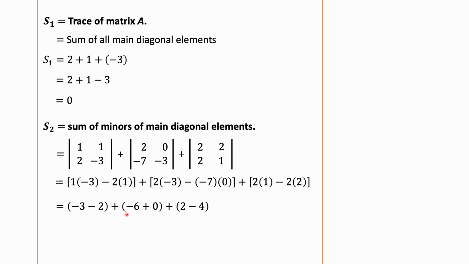Let me simplify it. It is equal to minus 3 minus 2 plus negative 6 plus 0 plus 2 minus 4. Okay, let me again simplify this. It is minus 5 minus 6 minus 2.